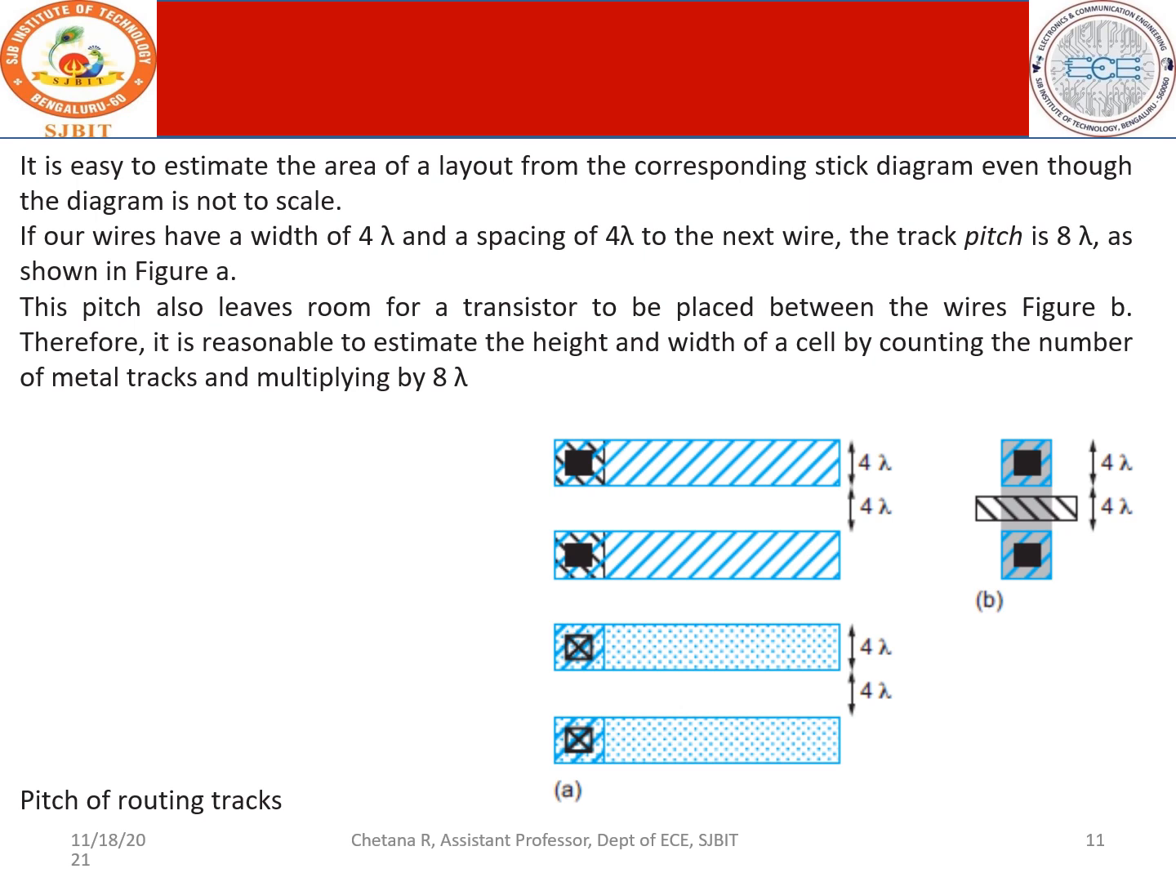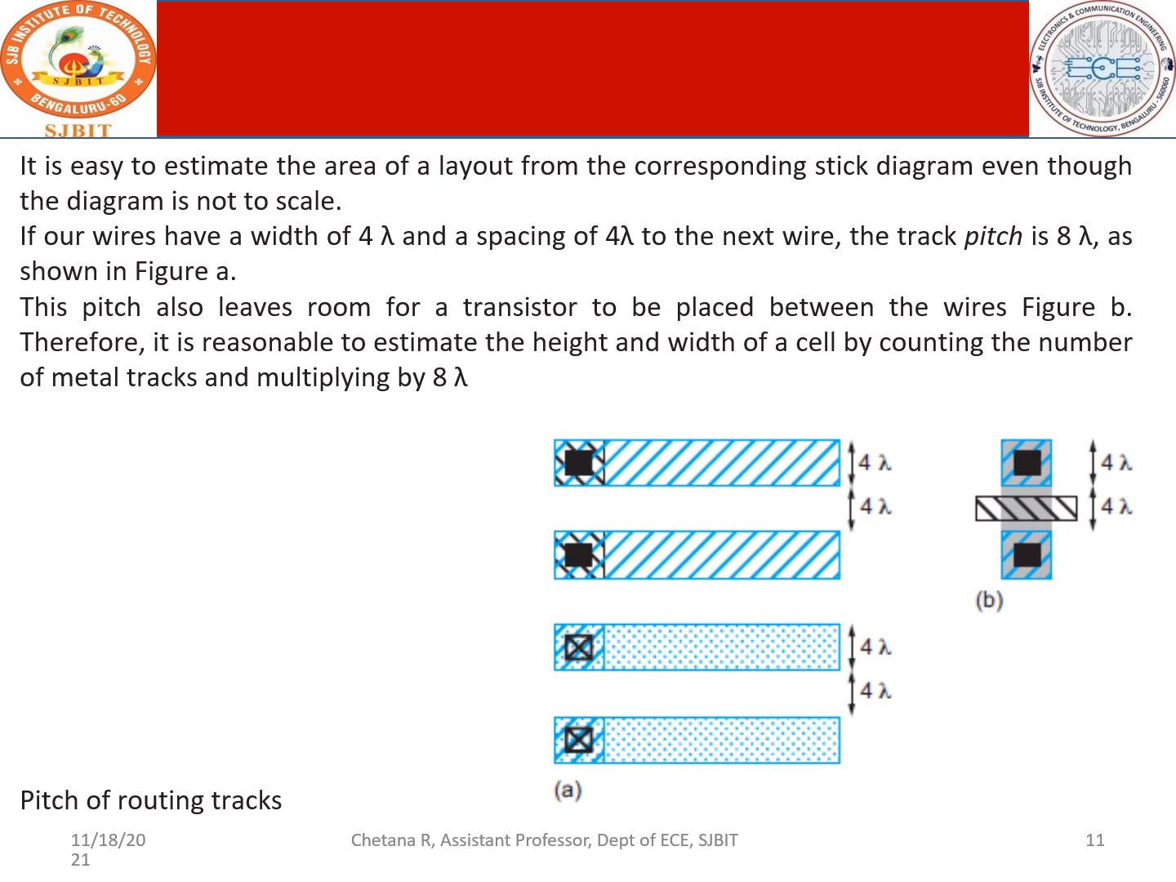If our wires have a width of 4 lambda and a spacing of 4 lambda to the next wire, that means you have one wire, whose thickness is 4 lambda, and you have another wire which is also 4 lambda. The spacing between them should be 4 lambda. So 4 plus 4 plus 4, inclusive of the third metal, becomes 12 lambda, but we are not considering that.